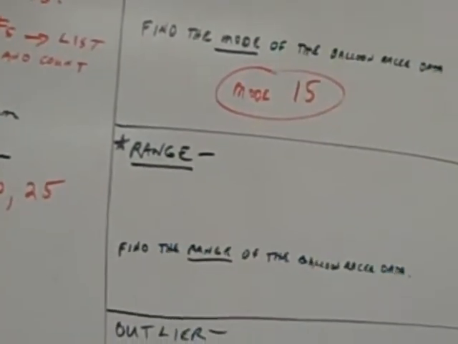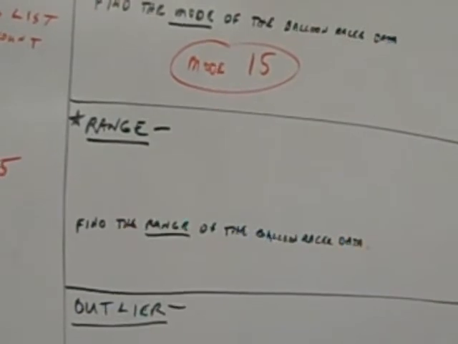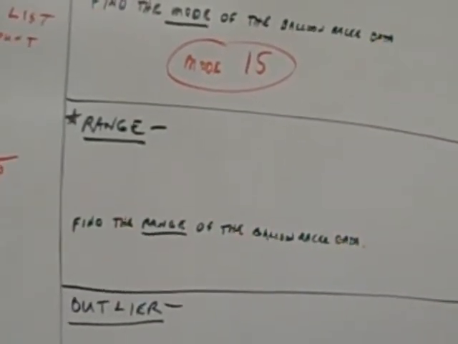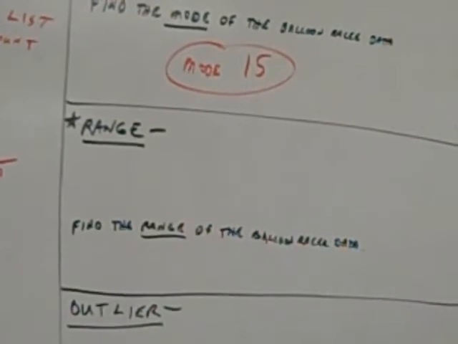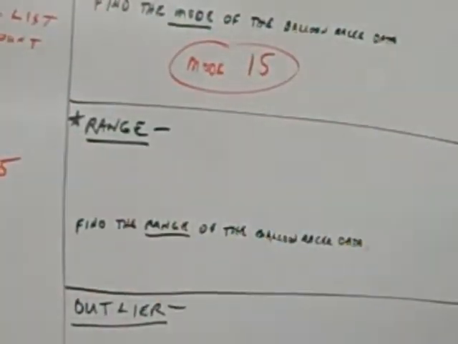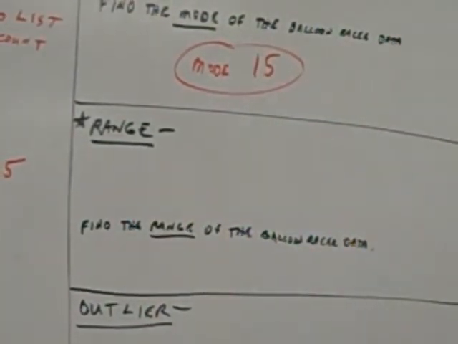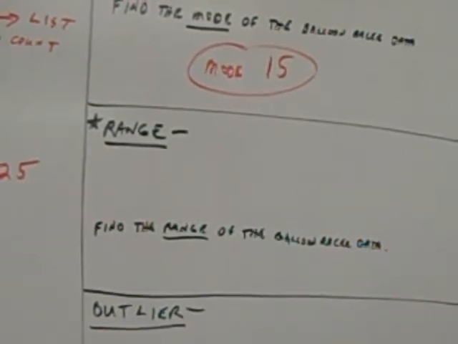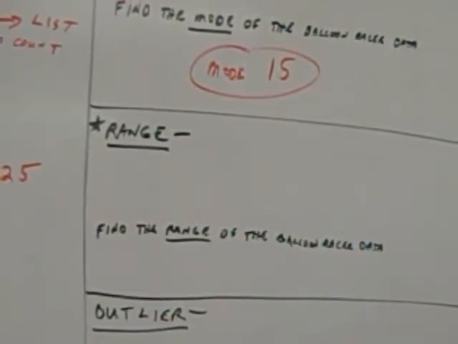Can you have two modes? Yes. Can you have three modes? Yes. If there are some numbers listed the most times, the same amount, you might have two of them. For instance, if we had another 20 in this list, would I have had two modes? I would have had 15 and 20. Whichever numbers are listed the most times.